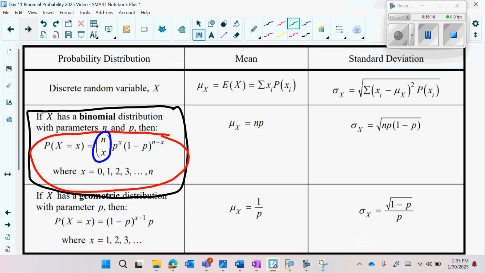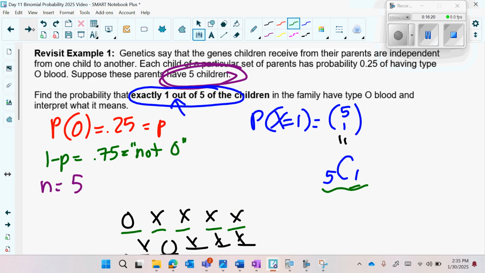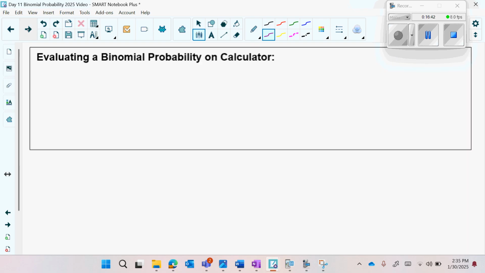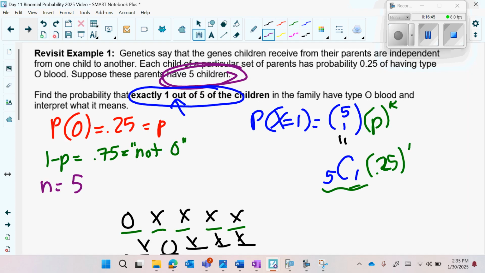So in this case, it was 0.25. So p to the k, or x, I should say. So 0.25, and we want one of those. Boom. And then what is the probability of failure? So if you look back again at the formula, it says 1 minus p to the n minus x, or n minus k. 1 minus p is failure, sorry. It's 0.75. So this is going to be 0.75. And how many do I want of those? 5 minus 1 is 4. All right, so this is how you would set up the formula.